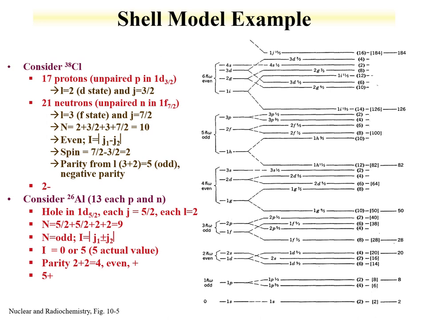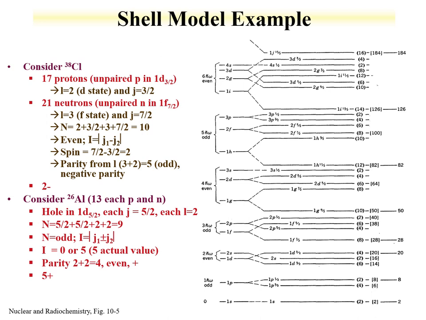So the spin is just going to be the absolute value of the difference between 7/2 and 3/2. 7/2 minus 3/2 is 4/2, so the spin is 2. The parity is from the L's, so that's 3 and 2. The L is 5, negative parity. The spin is 2, the parity is minus. We expect chlorine-38 to have a spin and parity of 2 minus.